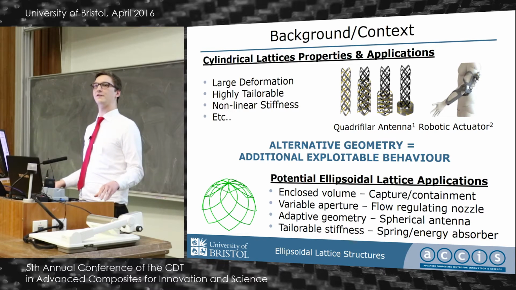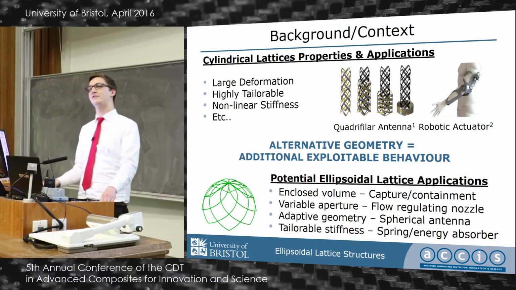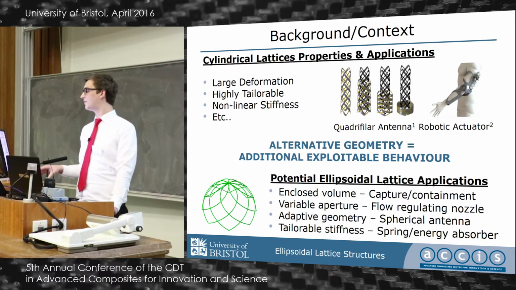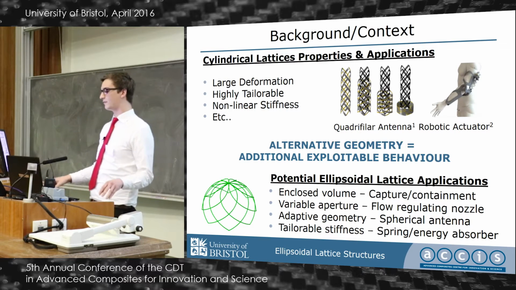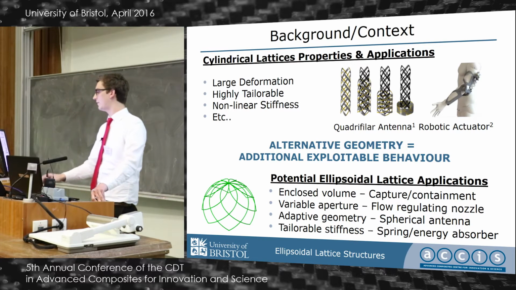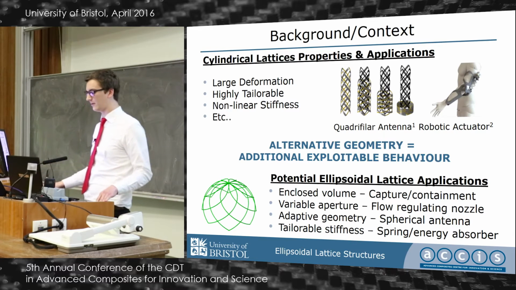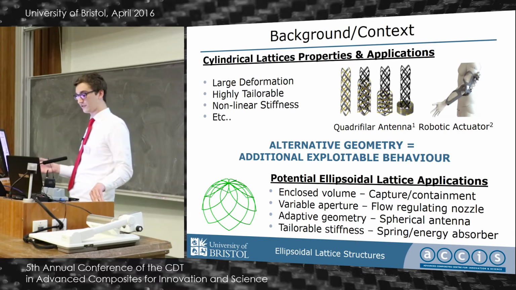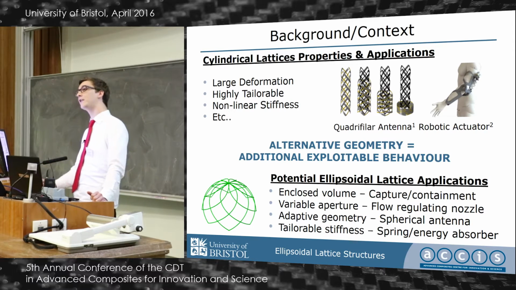But where my project differs is that I try to release that constraint that these are cylindrical structures and see if we can use these in alternative geometries, and then by doing that, can we get some additional exploitable behavior? And the geometry that I've chosen to look at the moment is to go for ellipsoids rather than cylinders. And we've done that to see if we can get some more applications from the properties that we'll get from these structures. So some of the potential applications I see are capturing containment from the enclosed volume.